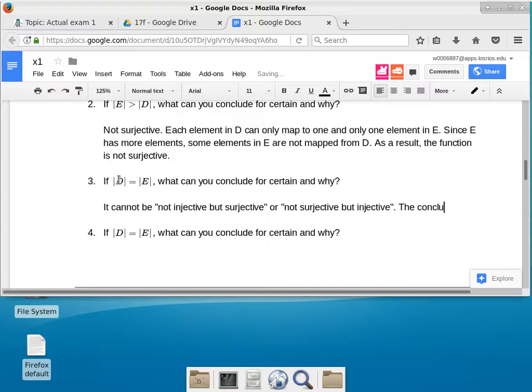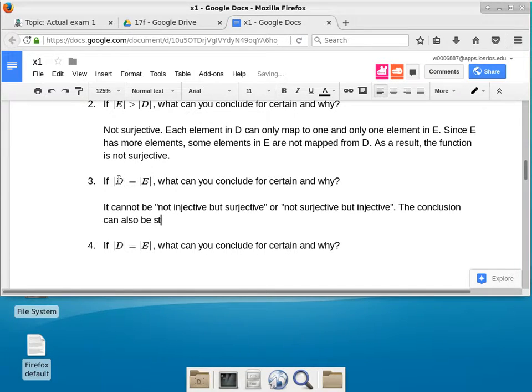The conclusion can also be stated as: f is injective if and only if it is surjective, because one implies the other and the other implies the first. You can use either of these statements. You can take the longer way, saying you cannot have only one of them, or you can say one implies the other and the other implies the first, or something to the same effect.